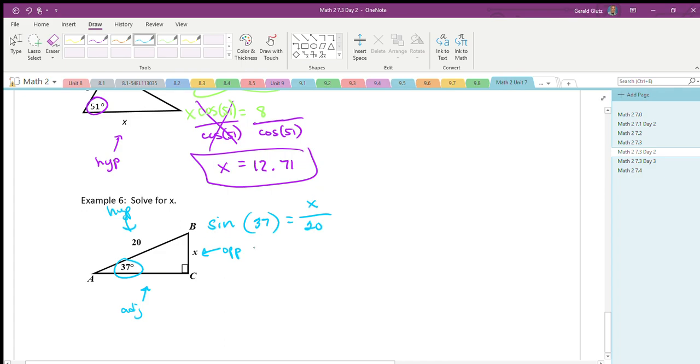So if you wanted to, you can make this a fraction and cross multiply, but since we're just dividing x by 20, to get rid of that 20, all I have to do is multiply both sides by 20 and then x will be by itself. So 20 divided by 20 will be 1, so I'll be left with x. Let me move this down a little bit. So x equals 20 times sine of 37. So sine of 37 times 20 should be 12.04. And that is it.